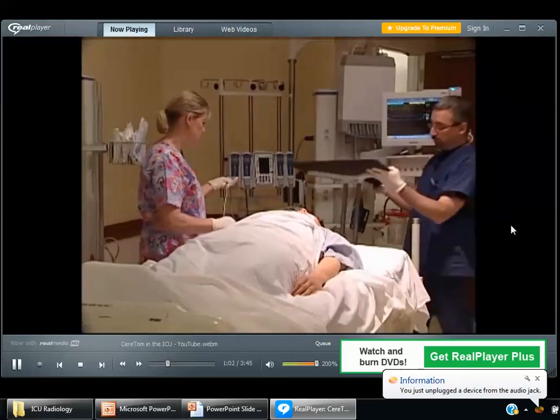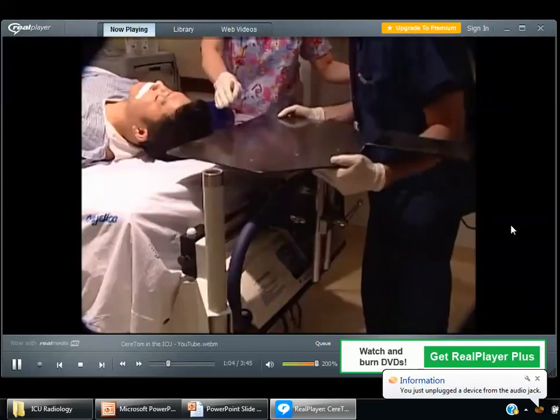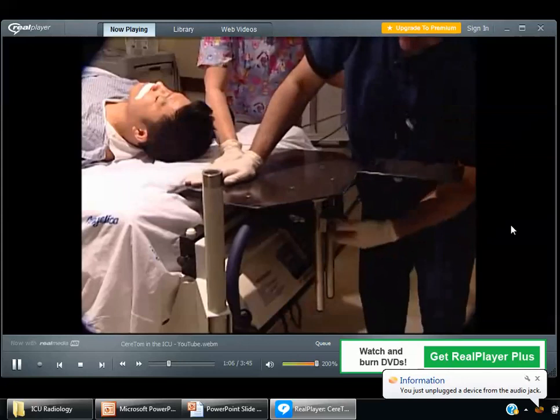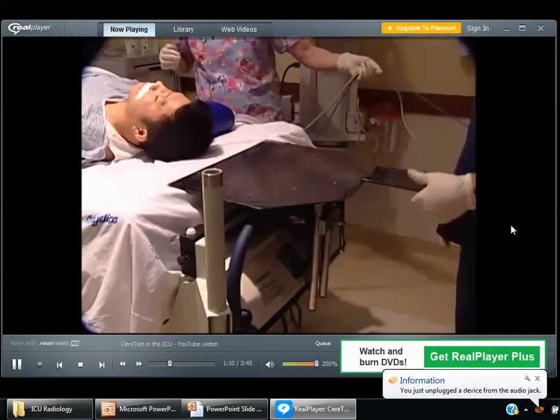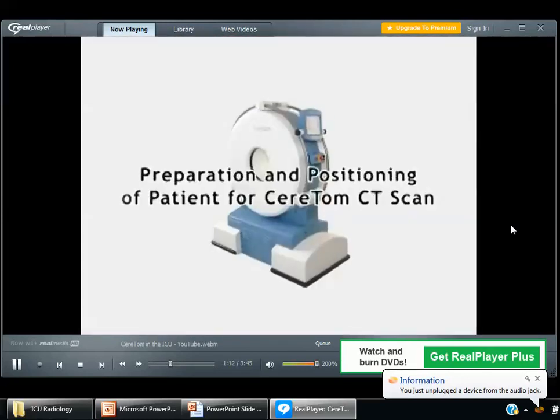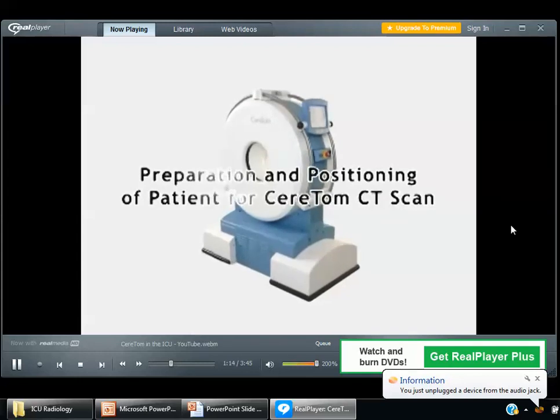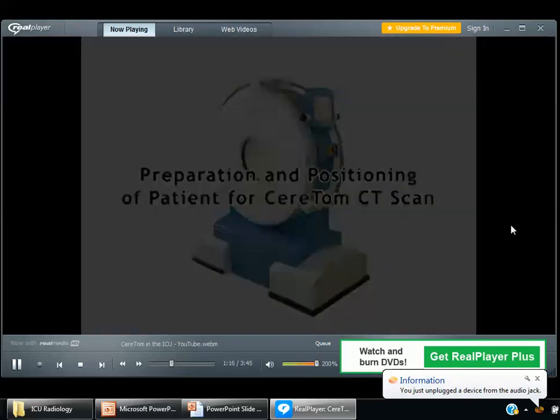Mount the adapter on the headboard mounting pins. Secure the scan board to the adapter while simultaneously pressing the scan board down onto the mattress, and tighten the handle. Preparation and positioning of the patient for Ceratom CT scan.